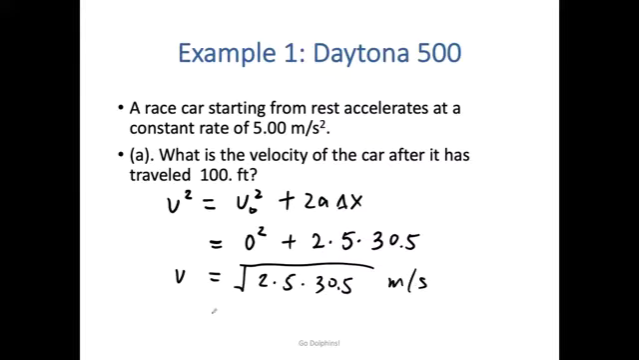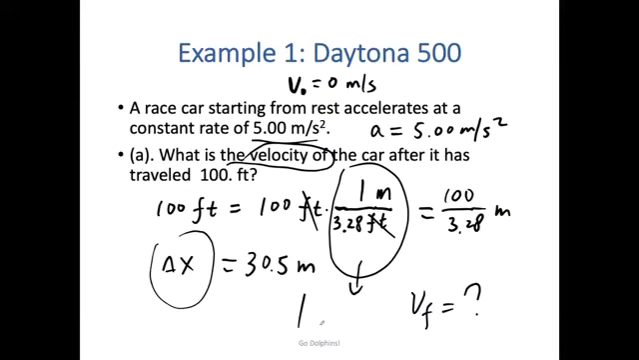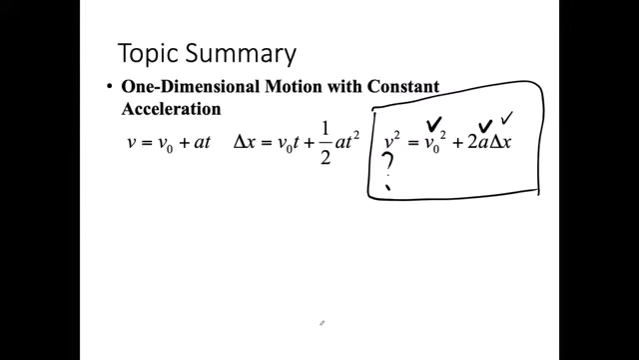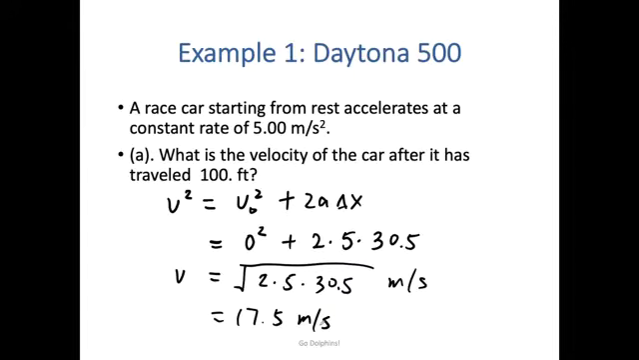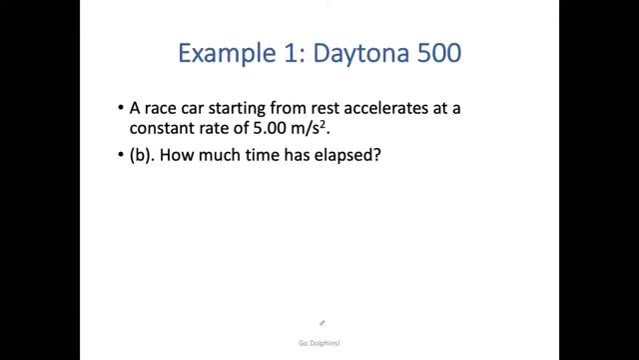And you punch this into your calculator. It should give you 17.5 meters per second. Okay, pretty straightforward, right? So look what we did. We identified the three known quantities, and we identified the unknown quantity we were asked to solve. And we found the equation that has those four variables. And then we used algebra to solve for the unknown.